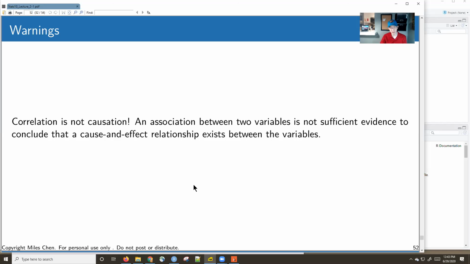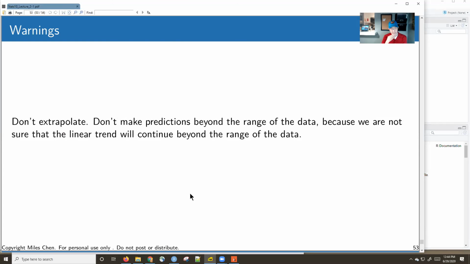You can't make that conclusion. So just be careful. You need to have somebody who understands a little bit more of the system there. Okay. And then the other is don't extrapolate.